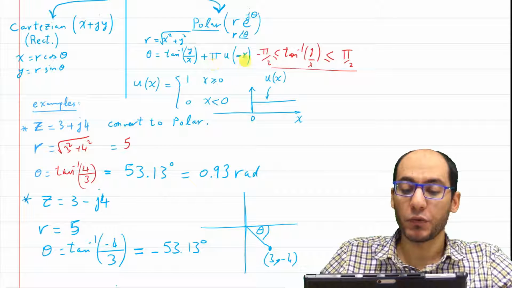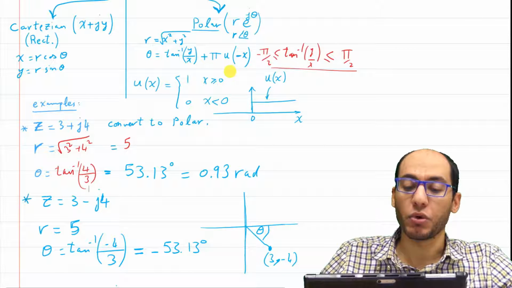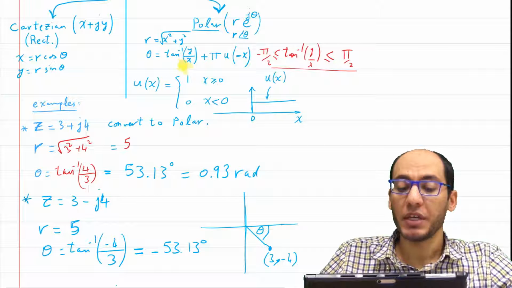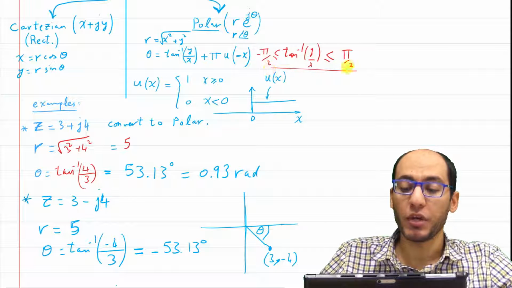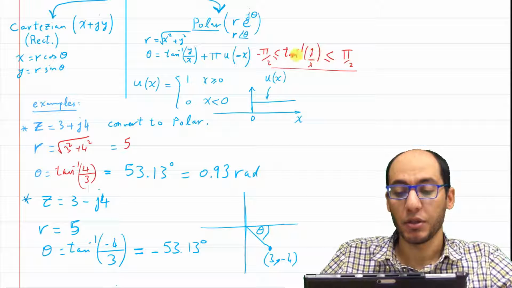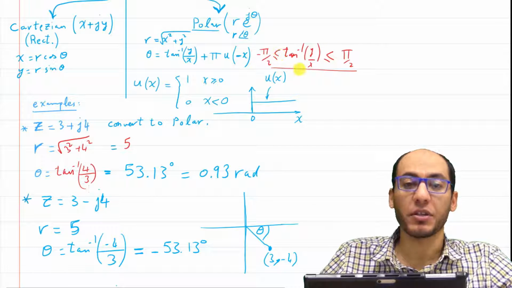What is that extra term for? This term is added if x has a negative value. Why is that? Because tan inverse always yields a value between negative pi over 2 and pi over 2, between negative 90 degrees and 90 degrees, and theta might take values from negative 180 degrees to 180 degrees. So how are we going to span this entire interval? How am I going to get values beyond this range? This term is to compensate for these values.